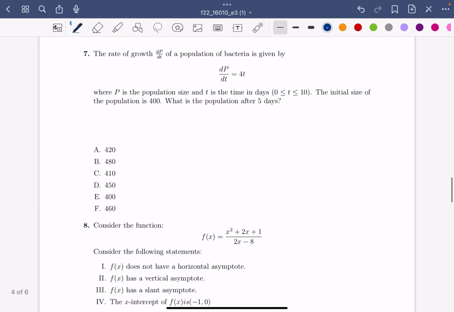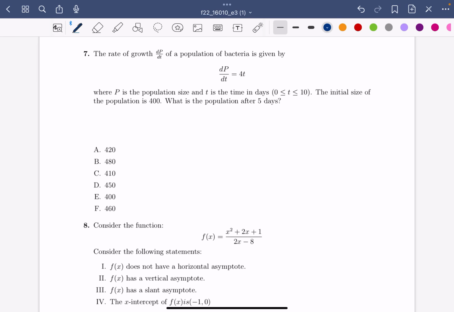Number 7. The rate of growth dp/dt of a population of bacteria is given by dp/dt = 4t, where p is the population size and t is the time in days, 0 to 10. The initial size of the population is 400. What is the population after 5 days?